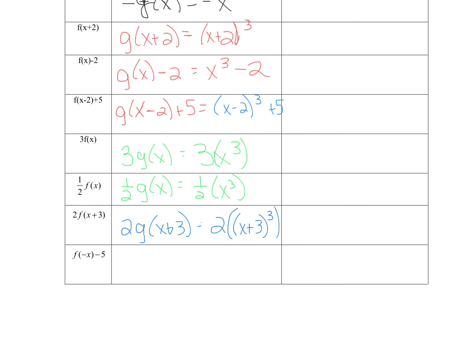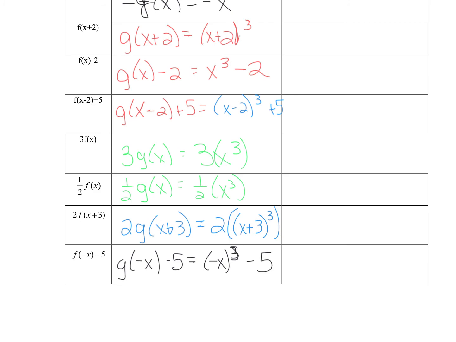Just to be safe, I'm going to put in an extra parentheses, but in this particular function, it would not make a difference. The next one is g of negative x minus 5. So I'm going to plug in negative x for x and then tack the minus 5 on the end.